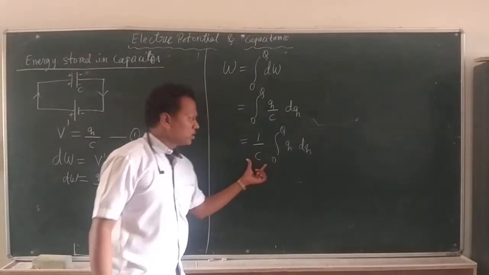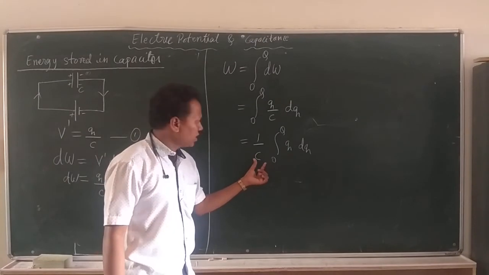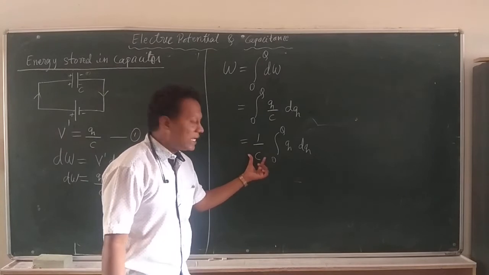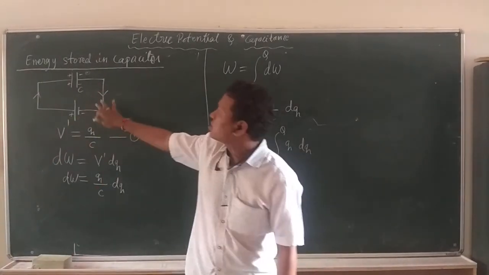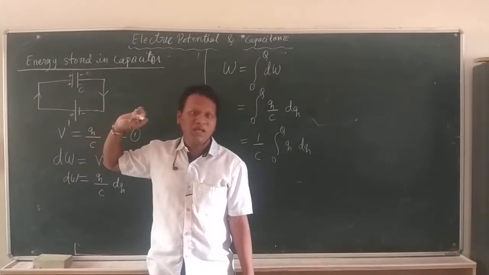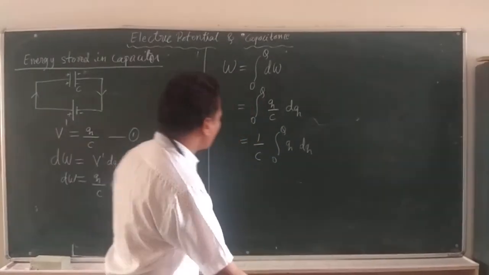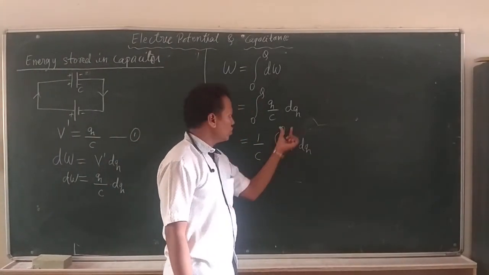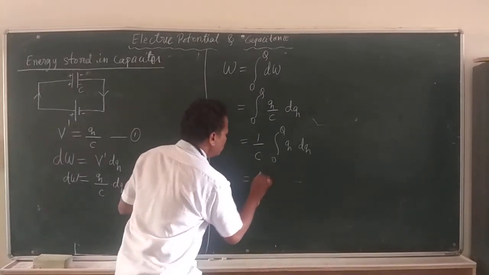You may ask me, why is C a constant term? It has the letter C, so it's a constant? No, that is not the reason. Capacitance C will be constant for a fixed capacitor. Keep remembering this one. Okay, so 1 by C integral of Q into dQ from 0 to Q. Okay, now 1 by C.